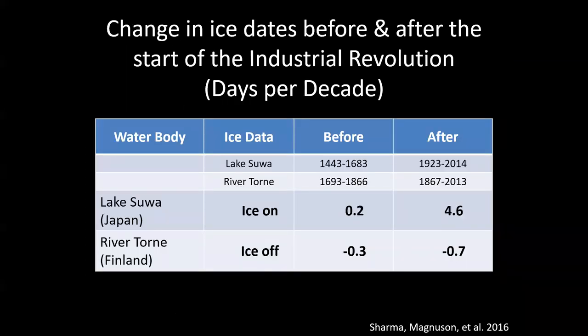Here's a little table that may help. Lake Suwa, River Torne, before and after one of the major Industrial Revolution changes that occurred. You notice that for Lake Suwa, the ice is changing more rapidly after the Industrial Revolution. You notice for River Torne, the ice is changing more rapidly, and the sign differences are because one's ice on and one's ice off. So the early records before the Industrial Revolution show some change, but not very strong. After the Industrial Revolution, it increased both at a high latitude, Finland, and farther south, Japan.